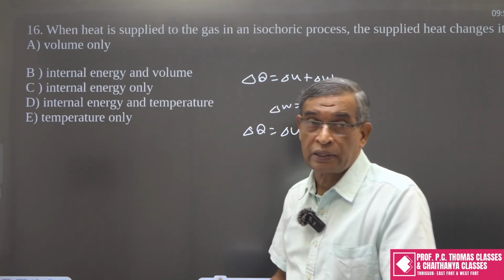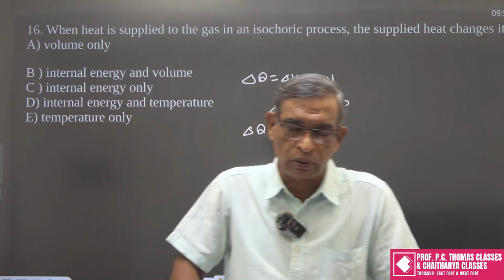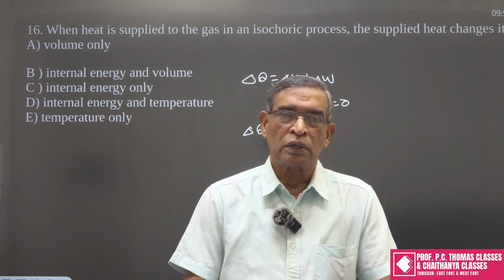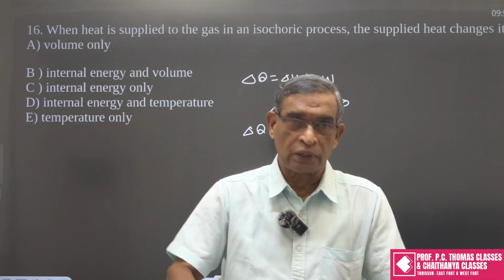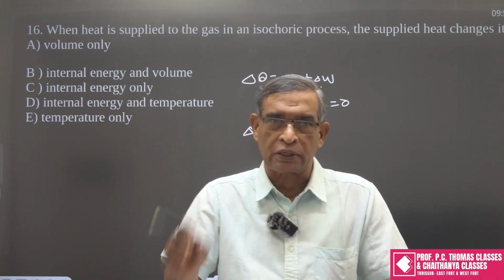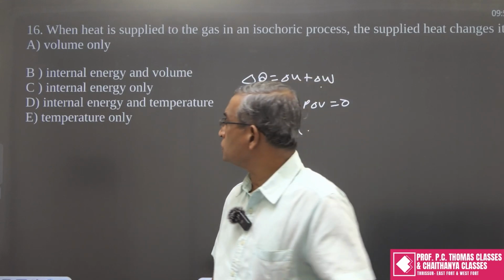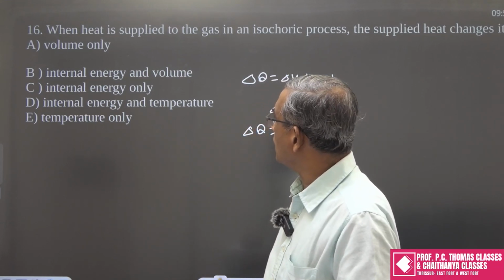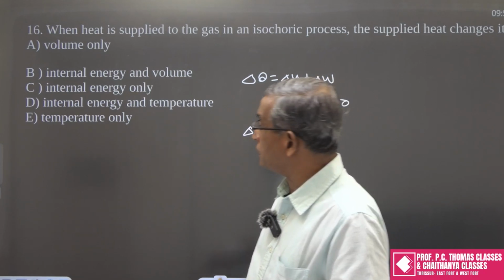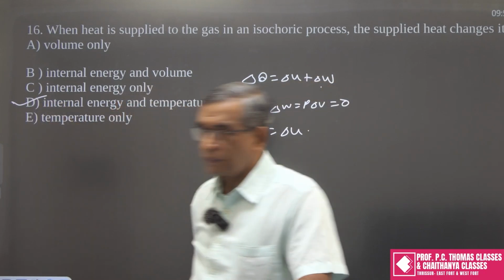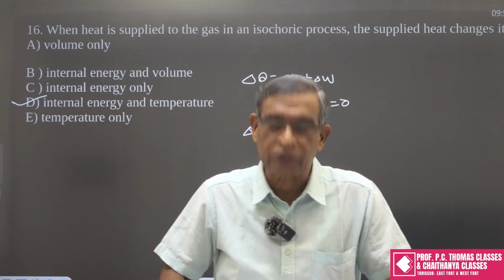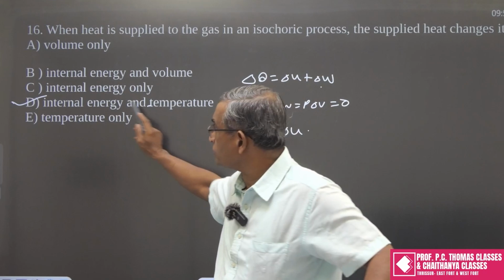So the heat given to it is used for an increase in internal energy. Internal energy is a measure of temperature, so an increase in internal energy means an increase in temperature. So that option is there. Option C is internal energy and volume, but it is only internal energy and temperature. Internal energy increase means there must definitely be a change in temperature. And therefore this is the correct option.